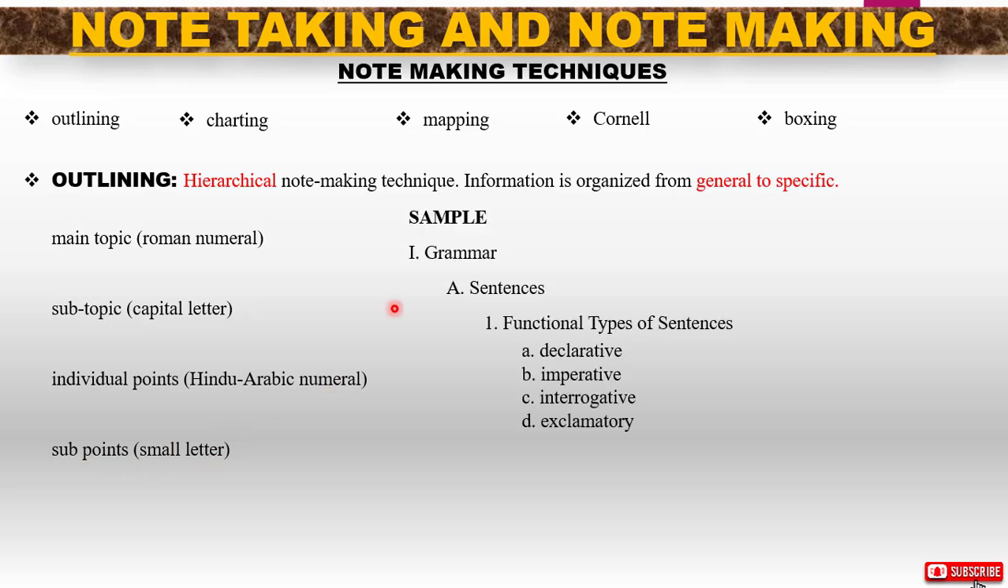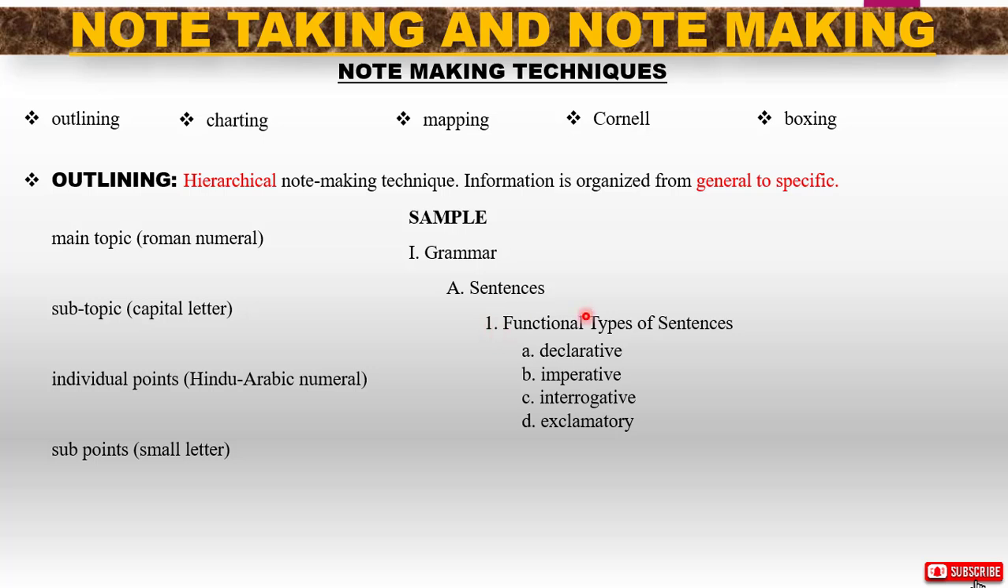Let us have an example. This is a sample. Our main topic has been indicated with a Roman numeral, and it is grammar. What are we doing under grammar? That will be our subtopic. We have to make it a capital letter so that it will not be on the same scale as grammar. What are we doing under sentences? That will be the individual points. So you will mark them with the Hindu-Arabic numerals.